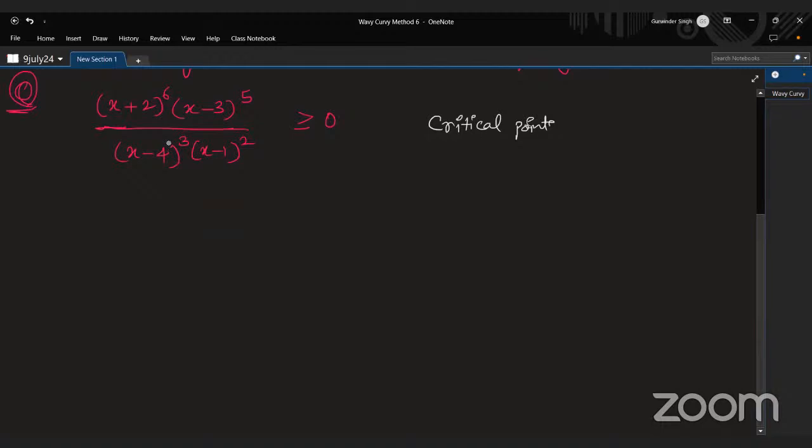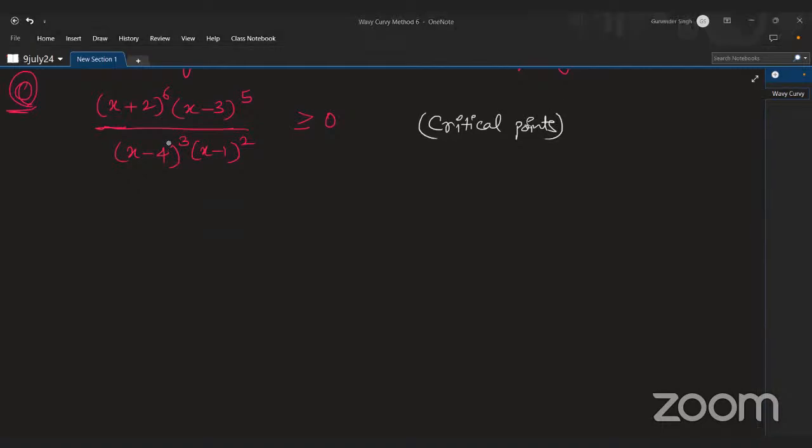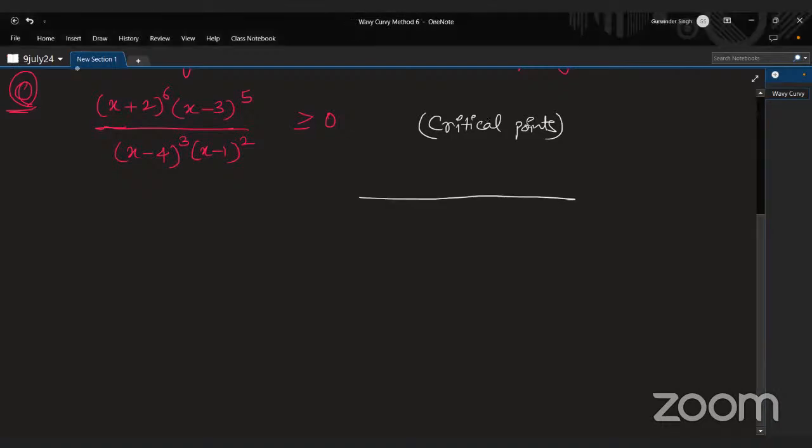Okay, so what will be the critical points? Critical points are those points wherein each and every term of this function is set to 0. So x plus 2 is 0, that means minus 2. Then we have 1, then we have 3, then we have 4. These are the 4 critical points over here. Critical values, critical points, you can say either.